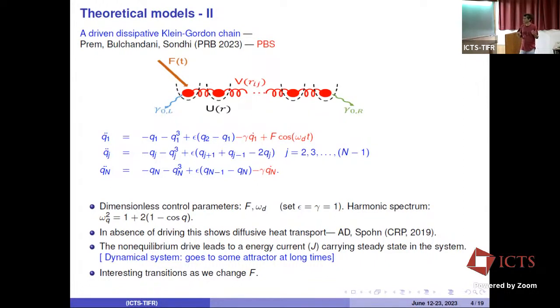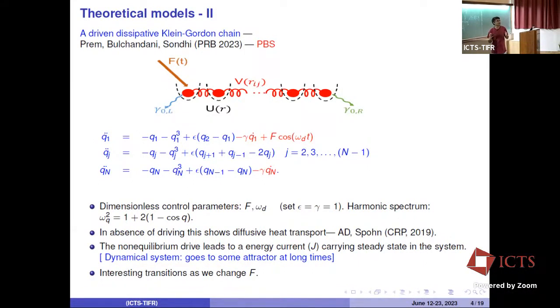Now, what does one expect? First of all, these are the equations. I hope this is clear. The only dimensionless control parameters that are important are the force and omega_d. You could have one more parameter, but here we'll set all the other parameters to one. If you ignore the anharmonicity, then there's a band of allowed modes, given by this spectrum. First of all, this model, the Klein-Gordon chain, has no momentum conservation.